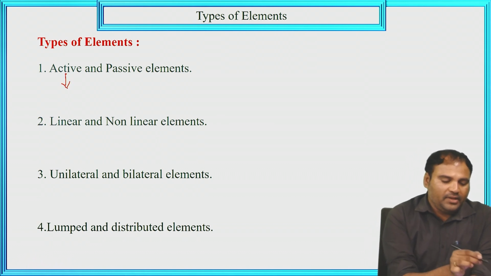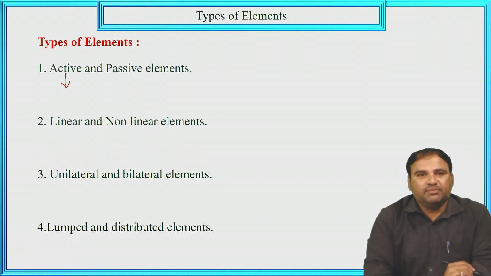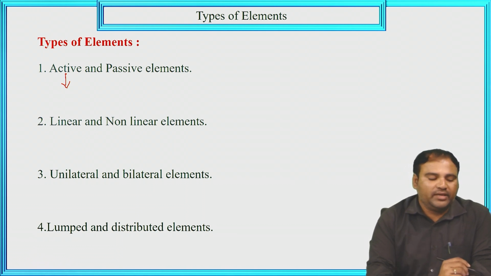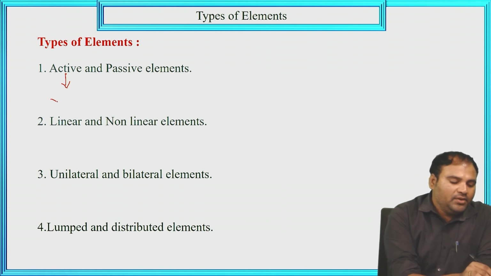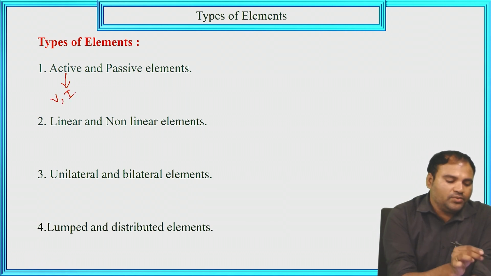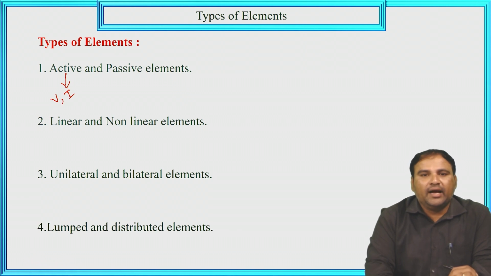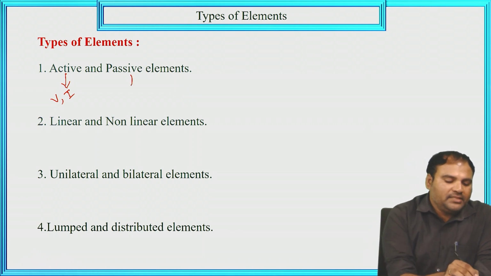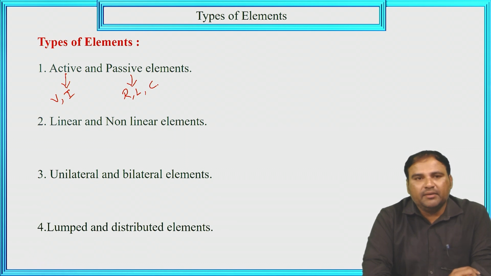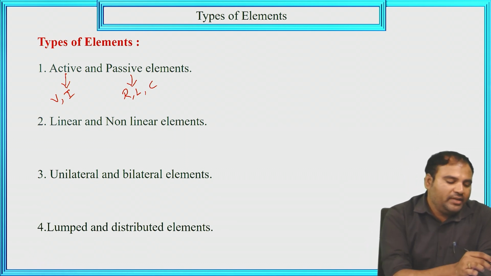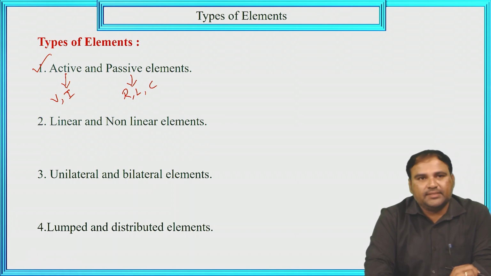First one is active and passive elements. So what is meant by active elements? The active elements are nothing but energy sources. So energy sources we can call as active elements. Here the active elements are voltage source and current source. So these two are the active elements. And similarly passive elements are nothing but resistor, inductor and capacitor. So these 3 are passive elements, right? So here are the active and passive elements.